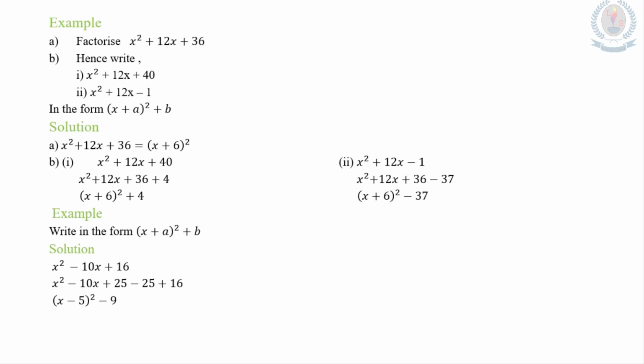Here b is minus 10. When divided by 2, it is minus 5, then minus 5 square we want to take. Then plus 25 minus 25, both answers come in here. Plus 16 over there, 16 is c. Now when you solve it, x square minus 10x plus 25 you can write as (x minus 5) square. Minus 25 plus 16 is minus 9. That is the last solution.